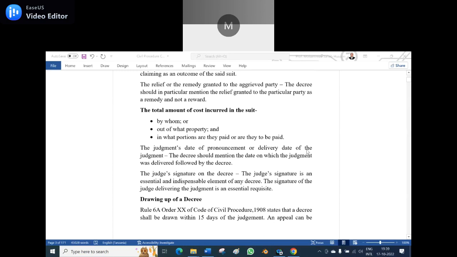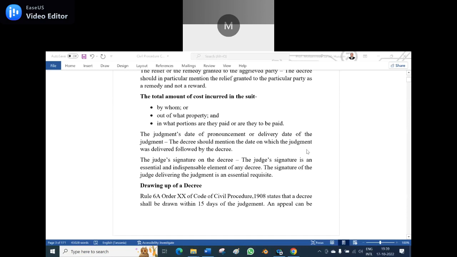So here, when the judgment is delivered, when it is pronounced, that would be clearly mentioned in the decree. The decree should mention the date on which the judgment is given.